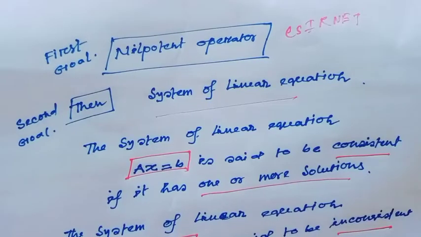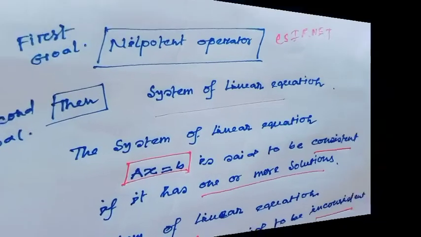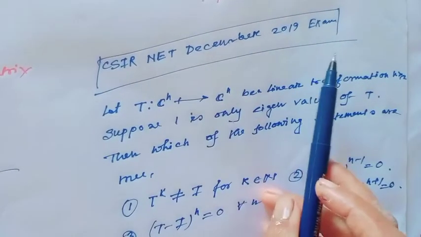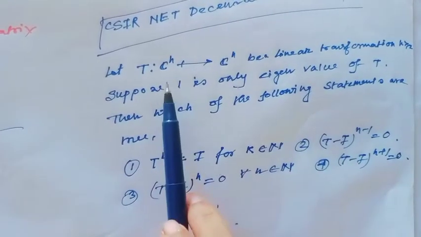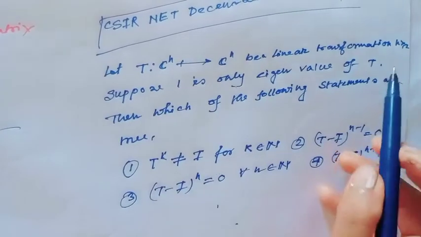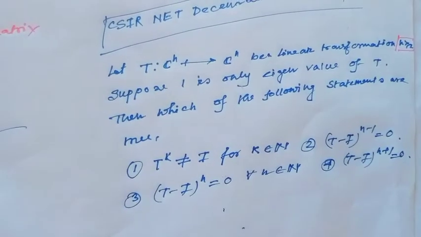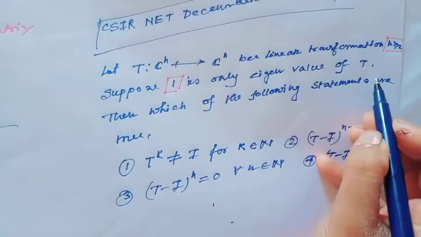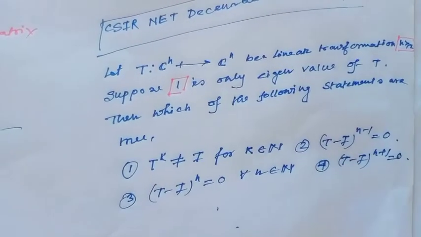Now I will see one question on the Nilpotent operator which had come in the CSIR NET December 2019 exam. The question is: consider a linear operator T from C^n to C^n, a linear transformation, for n greater than or equal to 2. Suppose 1 is the only eigenvalue of this linear transformation. Then which of the following statements are true?